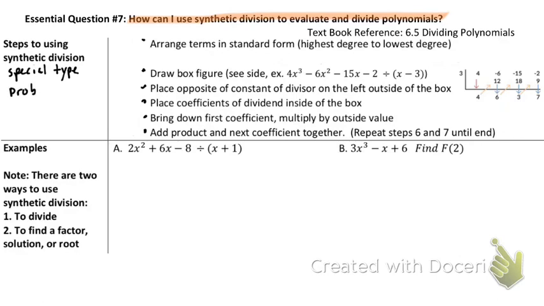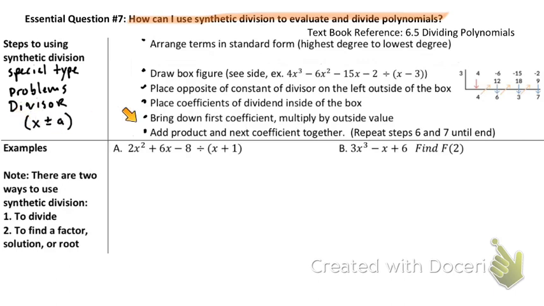Okay? And when we use synthetic division, our divisor has to be in this format, where you're going to have x plus or minus some type of number. We'll call it a. So again, synthetic division only works when you have a divisor x plus or minus an a. We can't have x squared. We can't have x to the third. We can't have 2x here.